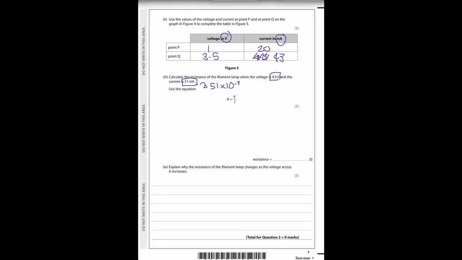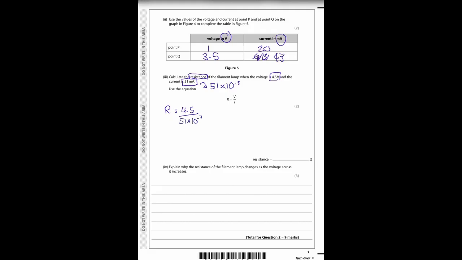I don't need to panic about, oh, I'm going to get it wrong later. So it says calculate the resistance, and they've been nice enough to give the formula here. So I'm just going to fill it in. I'm looking for resistance, I'll put in R first. What is V? It told me V was 4.5. What was current? It was 51 times 10 to the minus 3.